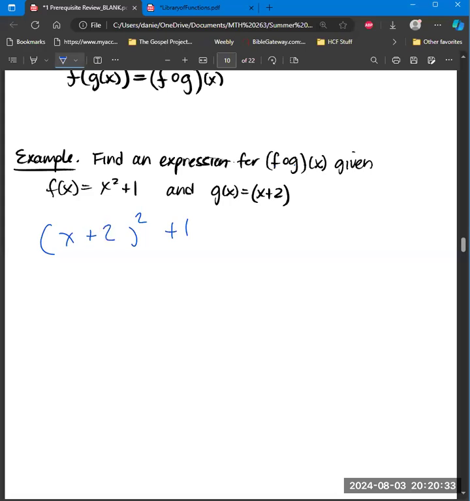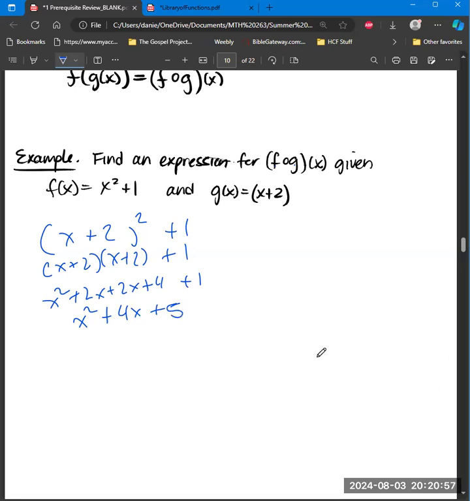Then we're going to write x plus 2 times x plus 2 to deal with that exponent. Don't just distribute the 2. We're going to have to FOIL here. X squared plus 2x plus another 2x plus 4 plus 1 is x squared plus 4x plus 4 plus 1 is 5.